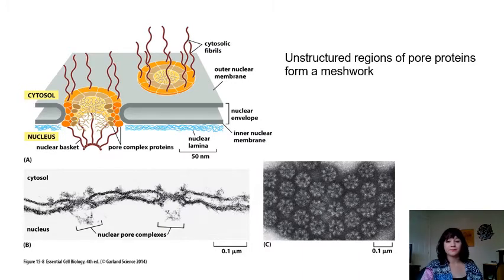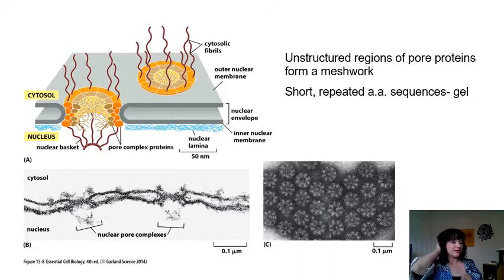It's pretty cool. So again, we've got these portions of proteins, these sequences that are extending into the channel area, the gap in that pore, and they are forming a mesh-like substance. They create a gel-like consistency, and that is due to the fact that these unstructured regions of proteins, these loops and things like that, that are sticking out into the pore, are all just containing repeated amino acid sequences.